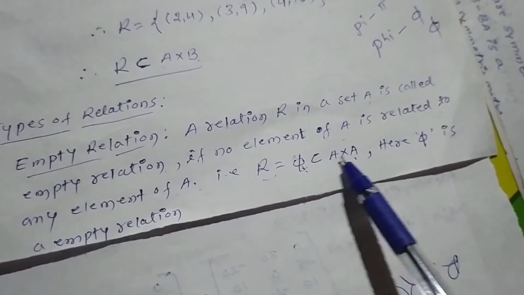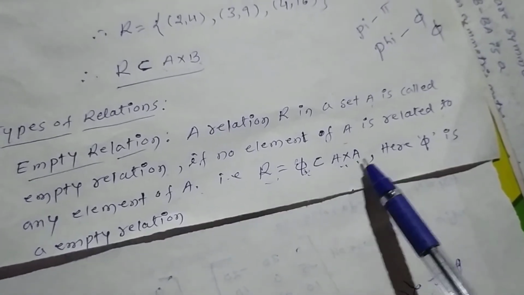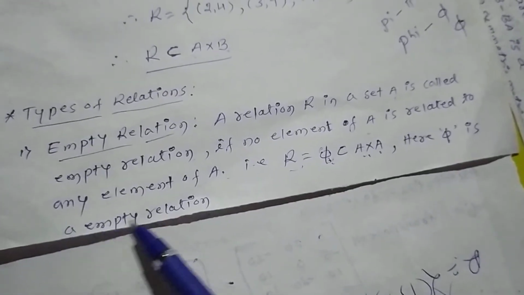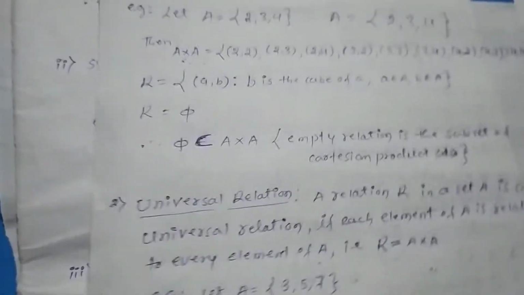So the empty set is a subset of a Cartesian product. Here phi is the empty relation. Okay. Now we have to consider an example for the empty relation.